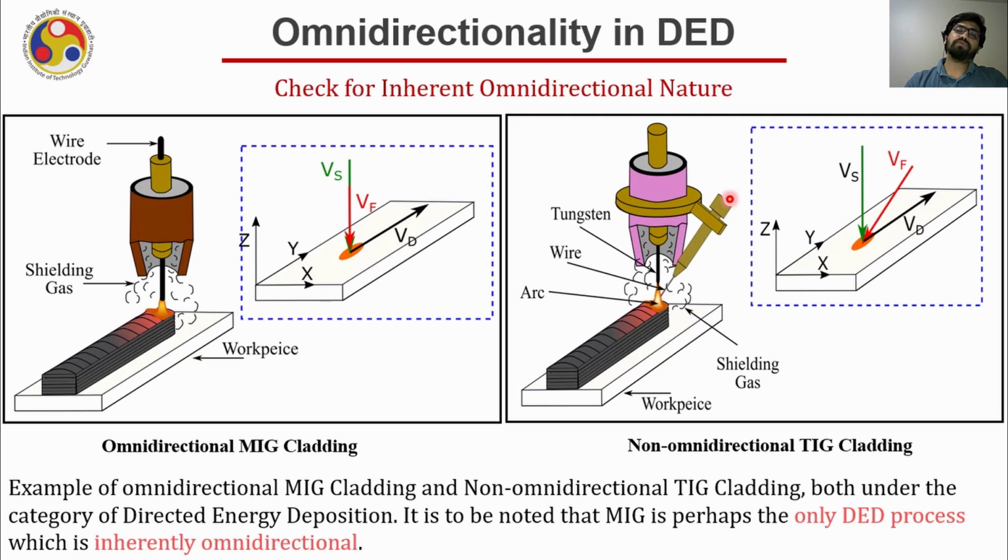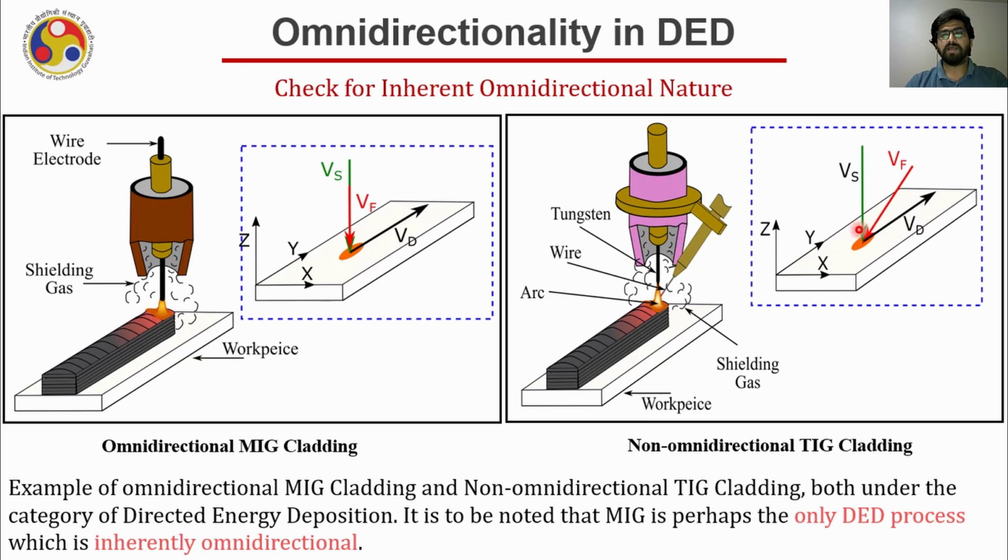Correspondingly, the direction of the wire feed, which in this case is fed from the side like here, is represented by VF, which is in red color. Now if we move in any direction, for example in the XY plane, and the direction vector is represented by VD, the angle between VF and VD may not remain consistent. Maybe the angle between VS and VD is always 90 degrees because our gun may remain vertical, but the angle between VF and VD may not remain consistent.